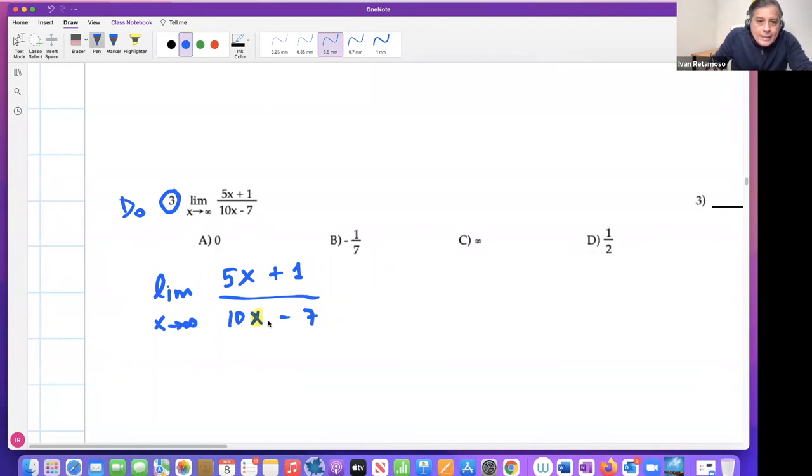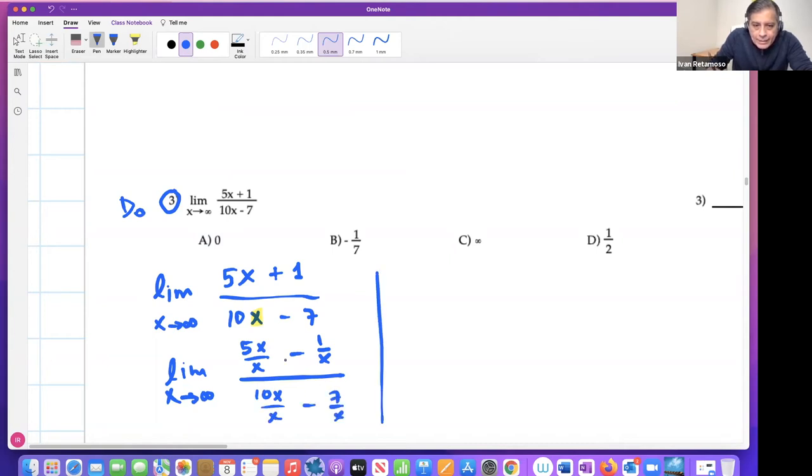Once we catch the highest power on the denominator is x, x to the first power, we go over step two. Step two says divide by that, top and bottom. Now this time I'm going to do it quicker. I'm going to divide each component directly. Each component must be divided by x, right? Now this should be equal to the limit as x approaches infinity of x and x cancel, leaving 5 there, minus 1 over x.